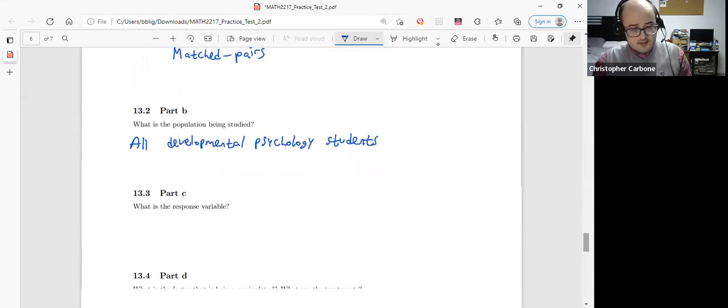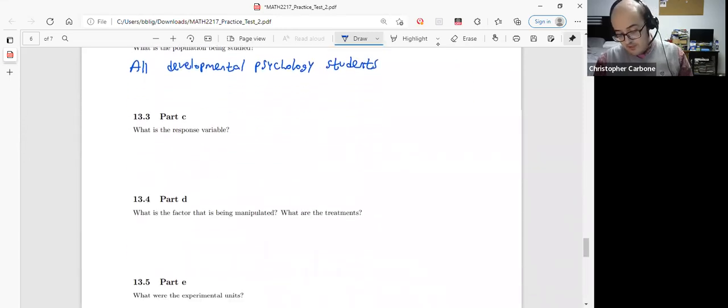Part C for this. What's the response variable? These are those knowledge gained scores, which presumably is just subtracted, but I'll write it like this. Knowledge gained scores. Part D, what is the factor being manipulated, and then what are the treatments?